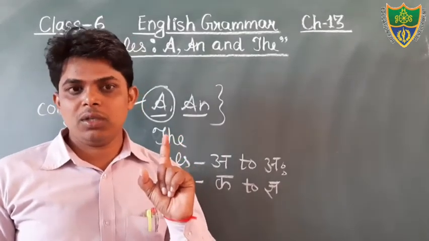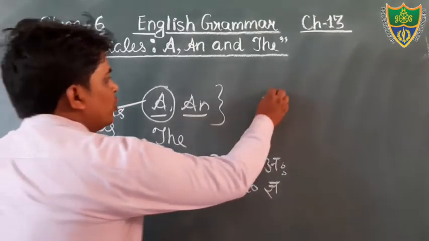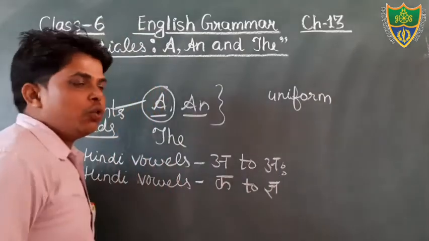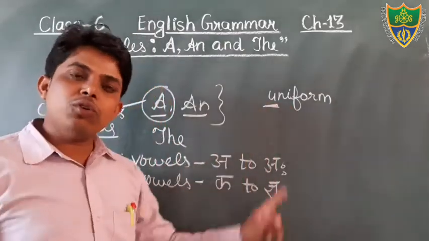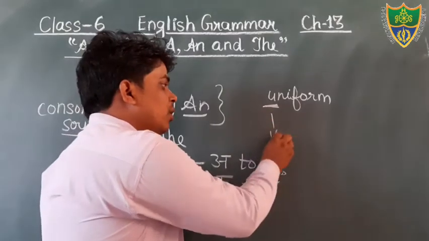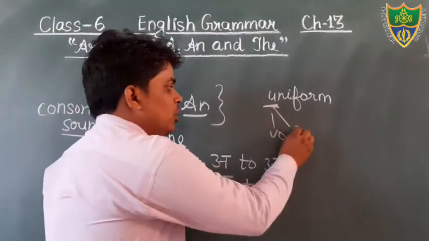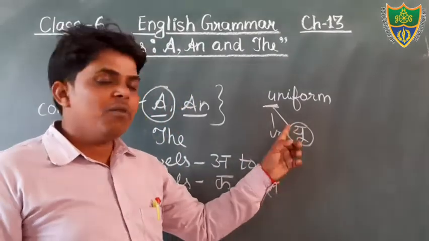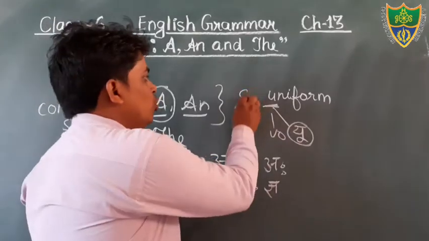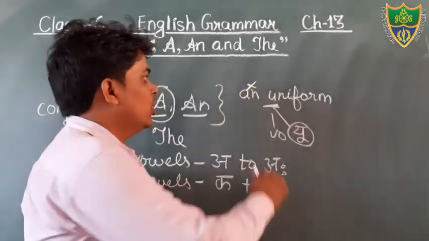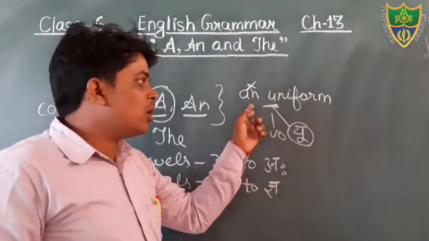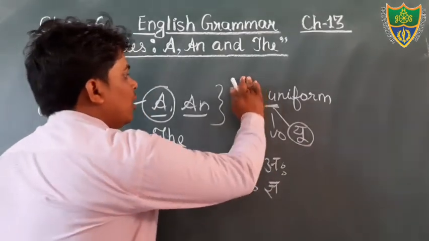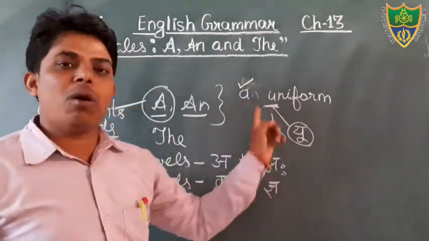Dear students, for example, I told you in the previous class, uniform. The word uniform, U according to the English letter is a vowel. But what is the pronunciation of this? You. Therefore, we will not use an here. The use of an is wrong, because the pronunciation begins with a sound that is a vyanjan in Hindi. So you will use the article a. That is correct: a uniform.